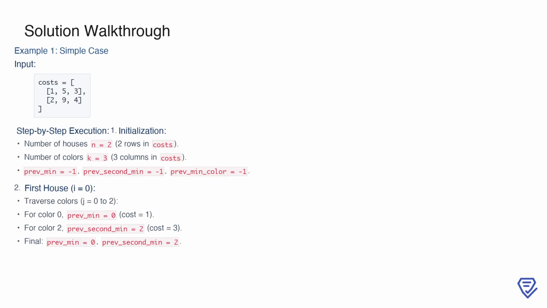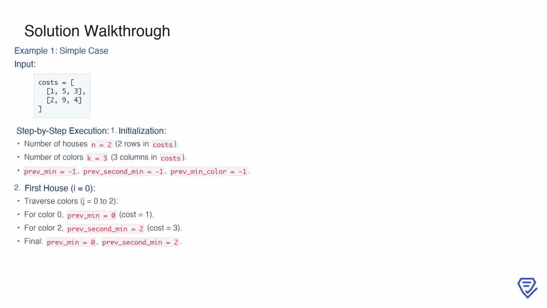To solve this problem, we start with a simple example where there are two houses and three available colors. Here, the input matrix costs represents the cost of painting each house with a specific color. The first step is to initialize some variables. n is the number of houses, which is 2, and k is the number of colors, which is 3. We also set prev_min, prev_second_min, and prev_min_color to -1 initially, as placeholders for tracking the minimum and second minimum costs and their respective color indices.